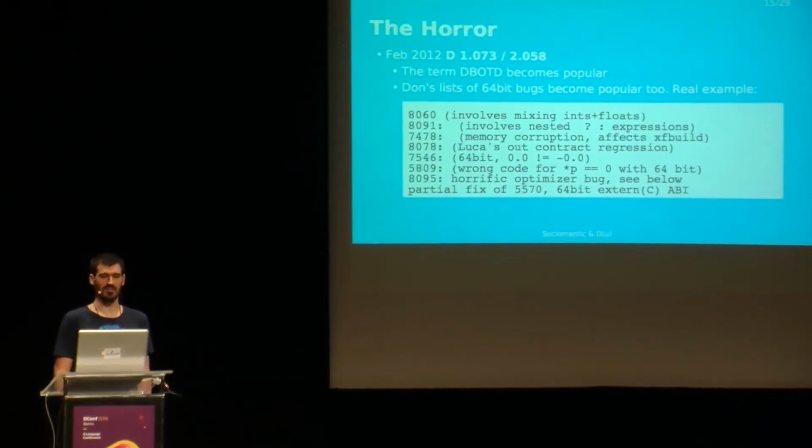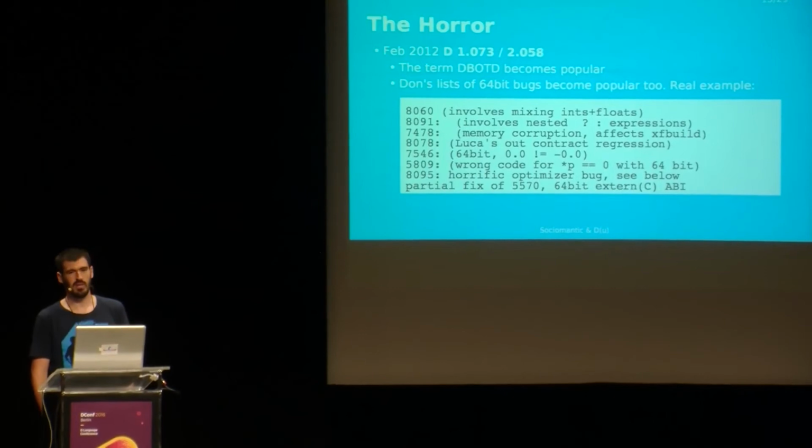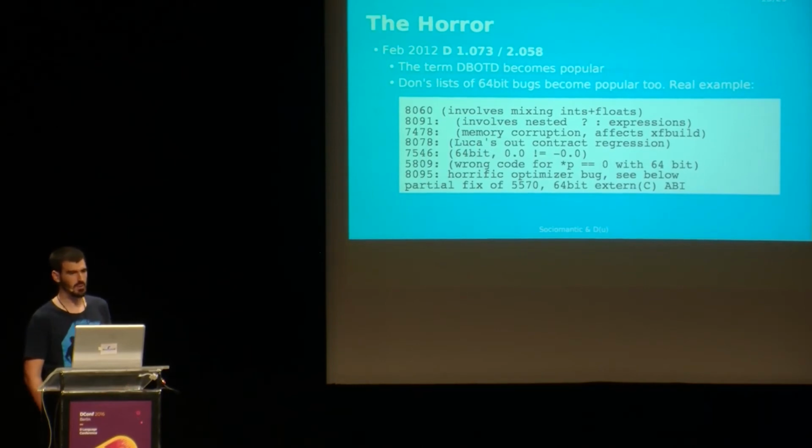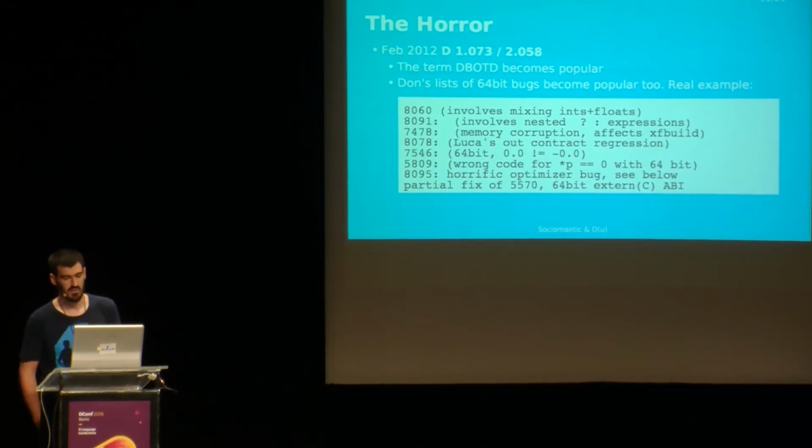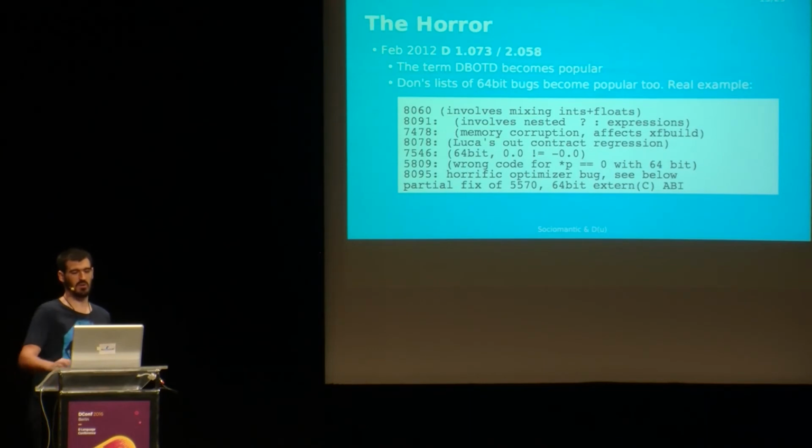Okay, the horror. So in February, we continued doing this work and finding out it wasn't that trivial. This is some research I've done going through all emails. We started to use this term called DBOTD, which is debug of the day. And we also find a couple of these lists of 64-bit bugs in progress, with pretty things like, this is a real example, memory corruption, floating point behaving weirdly, wrong code, horrific optimizer bugs, stuff like that.